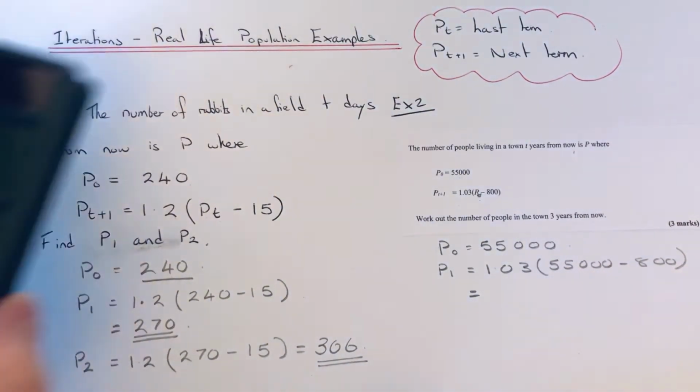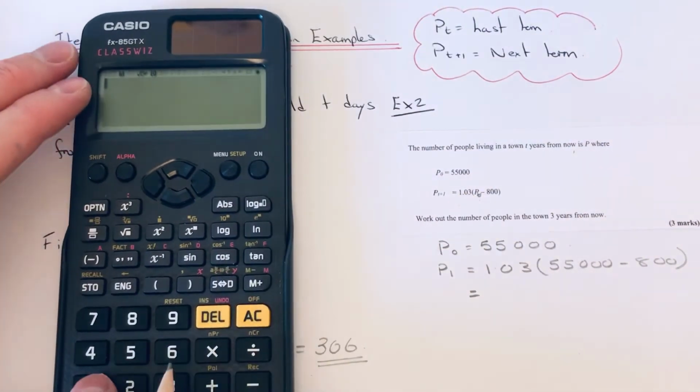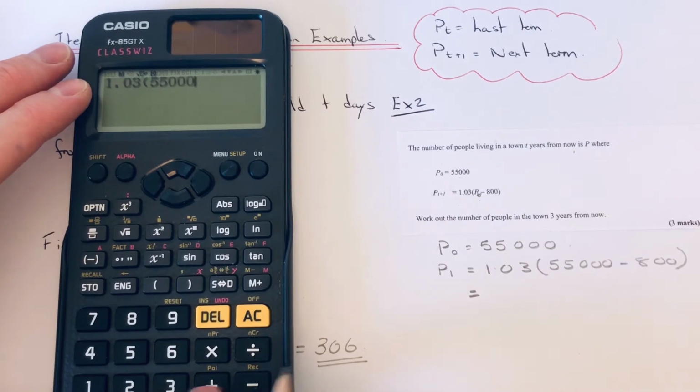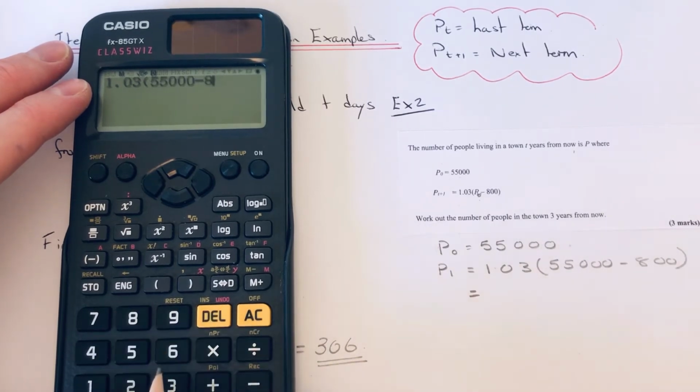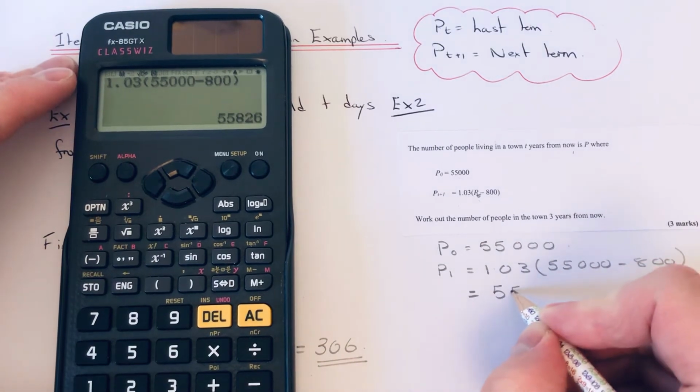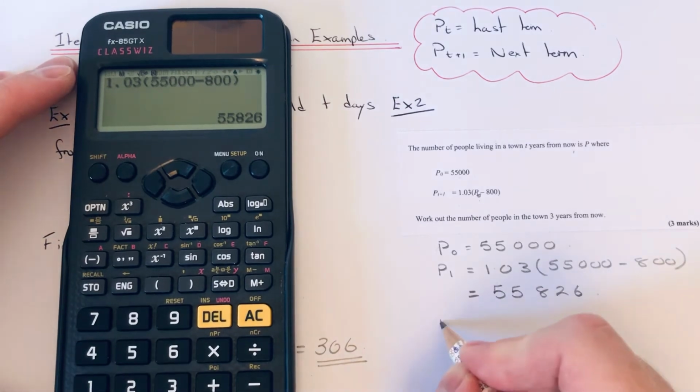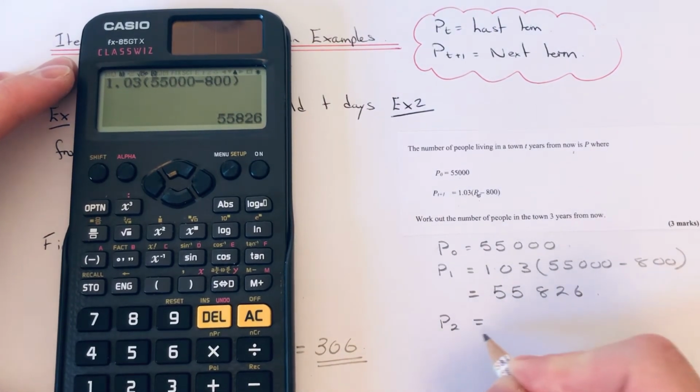If we put that in on the calculator, we get 1.03 bracket 55,000 take away 800. So that is 55,826. We now use that one to get P little 2.